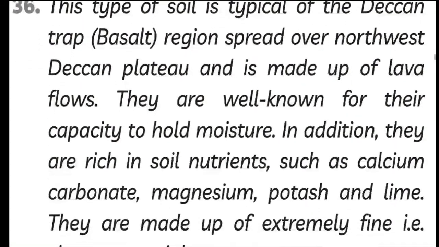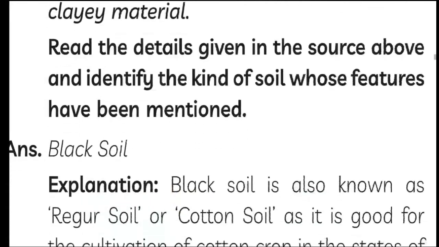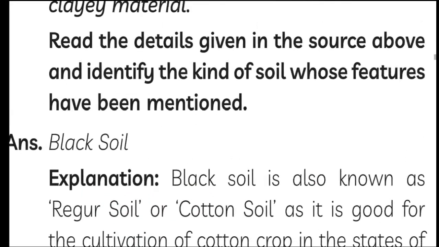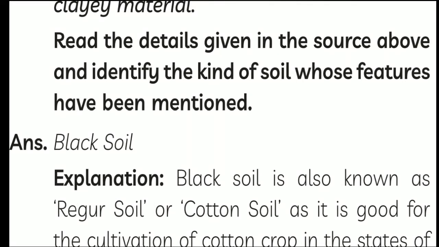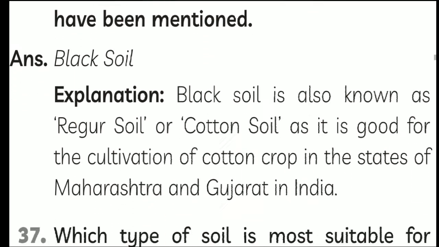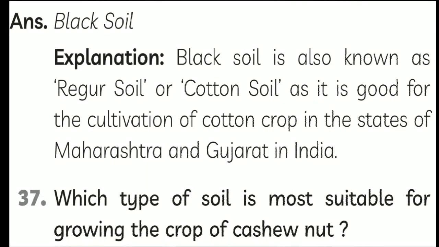Now it is a passage. From this you have to write the answer. So the first question is: read the details given in the source above and identify the kind of soil whose features have been mentioned. So its answer will be black soil. The explanation for this question is that black soil is also known as regur soil or cotton soil as it is good for cultivation of cotton crop in the states of Maharashtra and Gujarat in India.